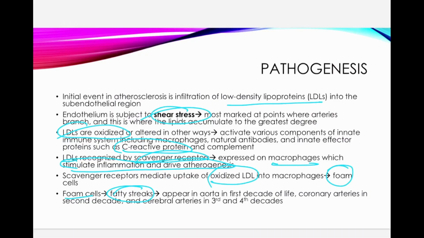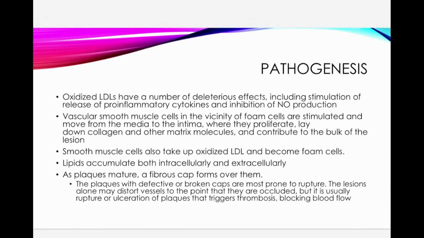And then the aorta, remember, is under constant pressure all the time, so you will get a little bit of fatty streaks first in the aorta. And it goes from there. Coronary arteries in the second decade, cerebral arteries in the third and fourth decade. The big thing with oxidized LDLs, inhibition of nitric oxide production. So we mentioned before, when you have these LDLs, it's going to alter nitric oxide function. Anything that alters nitric oxide function is going to have a problem with vasodilation.